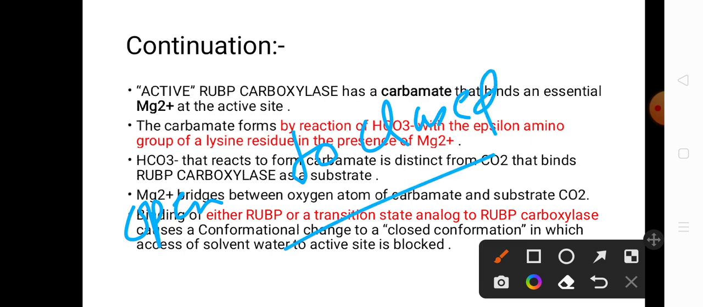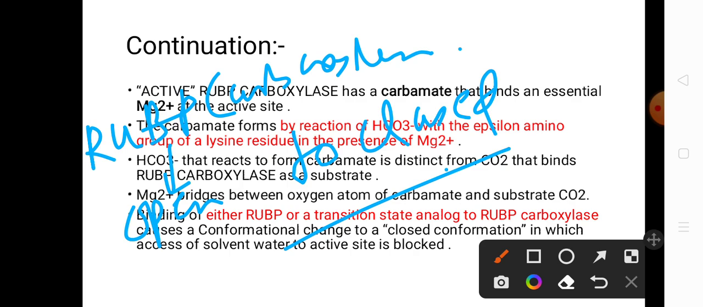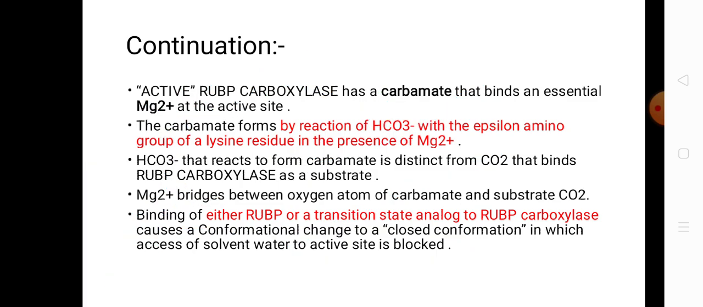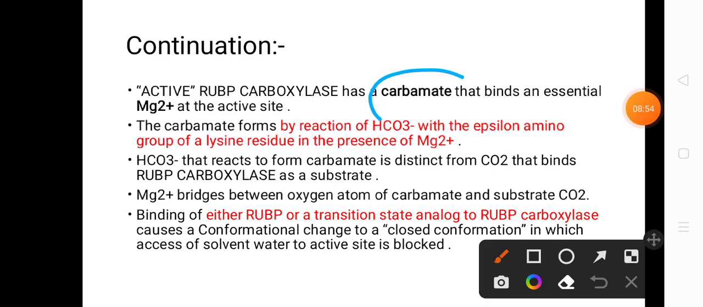Remember, the RuBP carboxylase enzyme can be in two conformations. When RuBP carboxylase is free of substrate, it will be in open state, and when it has substrate in its active site, it will be in closed state, to prevent the access of solvent water to the active site. But remember, the closed state is useful and beneficial when the carbamate is present. Otherwise, it may not be good news for RuBP carboxylase and for the catalysis reaction.